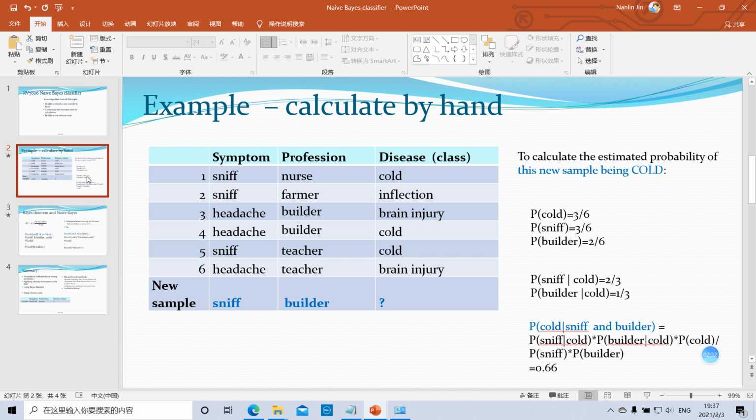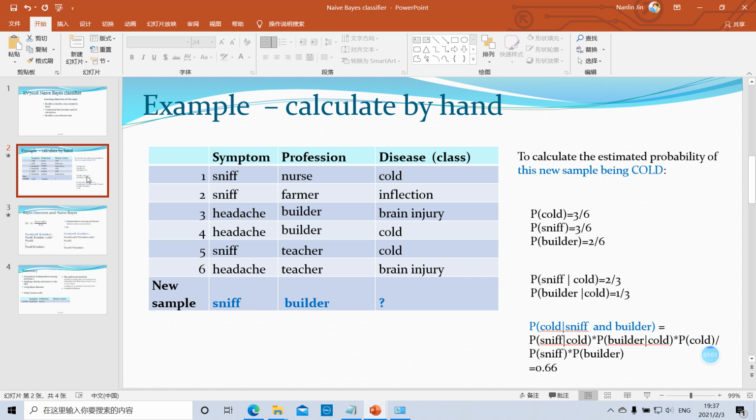Okay, given these datasets, records 1 to 6, now I have a new sample coming in, a patient whose profession is builder, and who has a symptom of sniff. Has he or she got a cold or infection or brain injury or whatever? What kind of disease should it be?